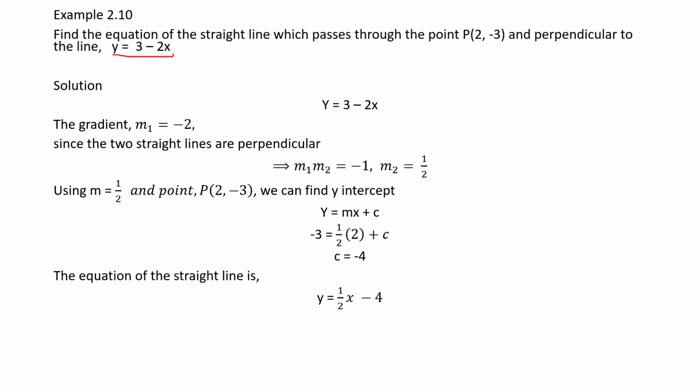Let's hurry up. -2. Are you okay? Therefore, what is the gradient of M2? 1/2. So you know the gradient is 1/2, that's the M. You know the point P, you can find the equation by using any other method.